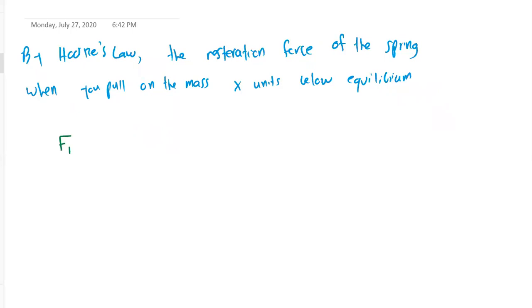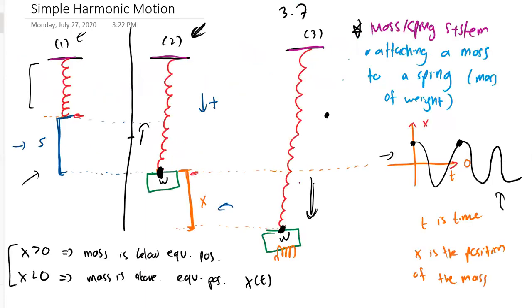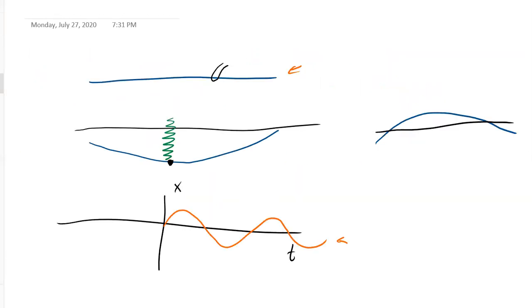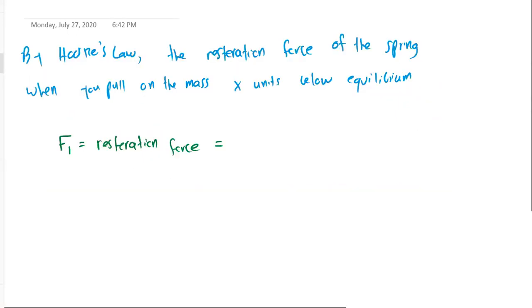So let's say F1 is the restoration force of the spring, which is equal to, so we stretched it s plus x units past the equilibrium of the spring, not of the weight and mass system, just of the spring. So that gives us a total of x plus s units. And again, this restoration force is proportional to how long the spring has been elongated. So let's just multiply it by k.